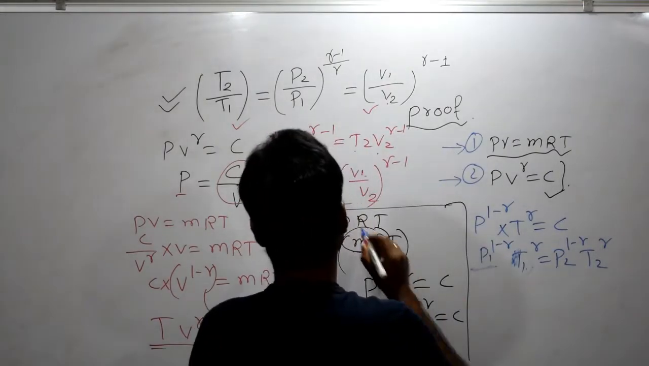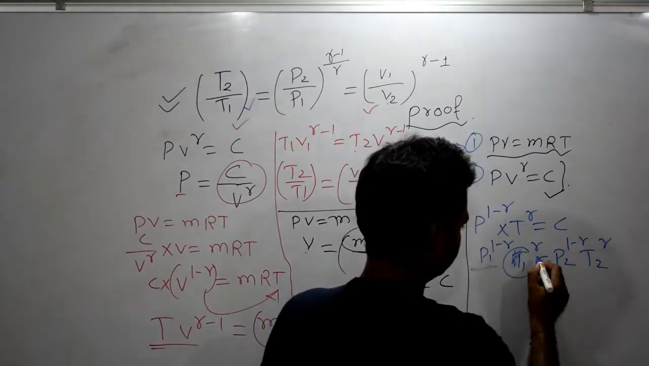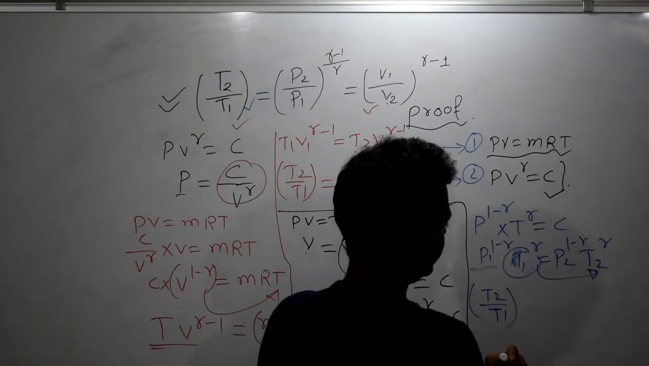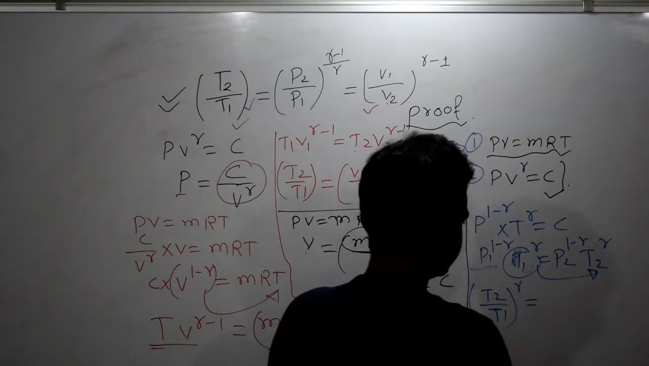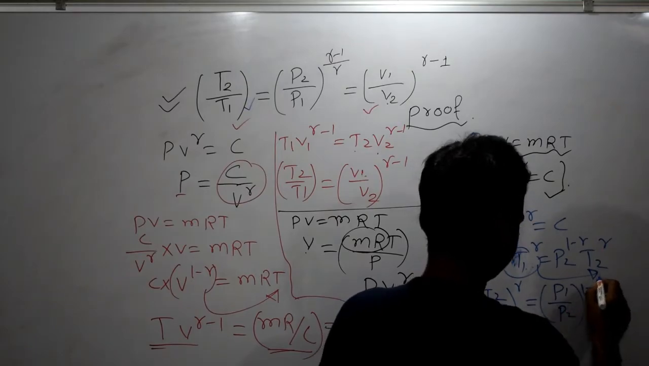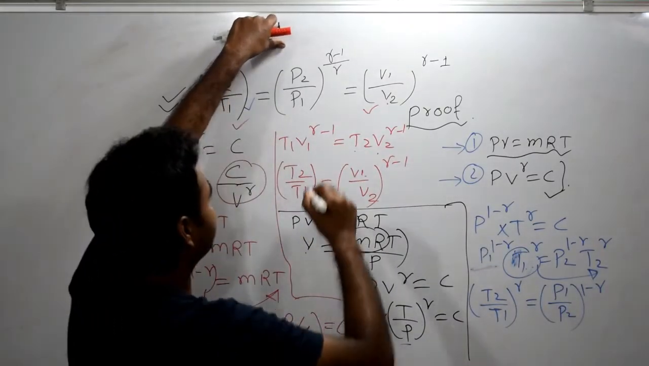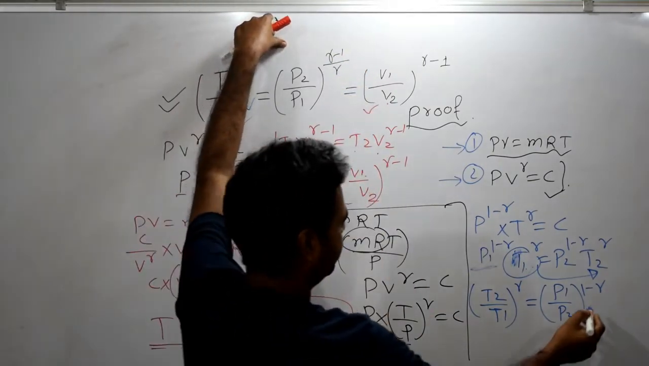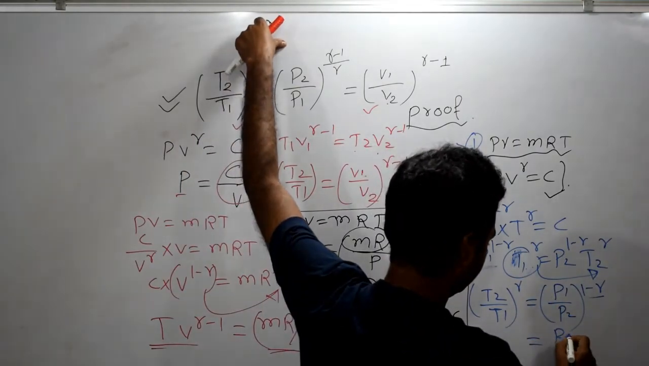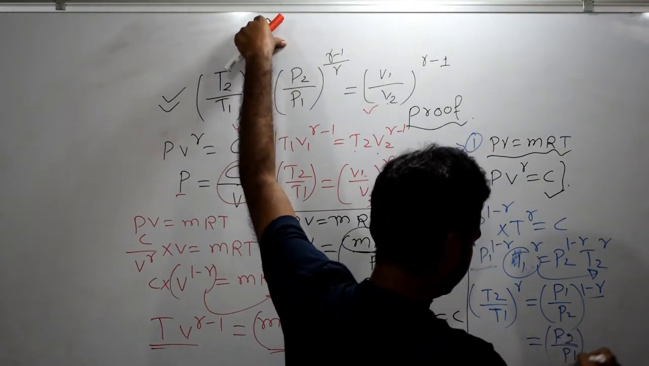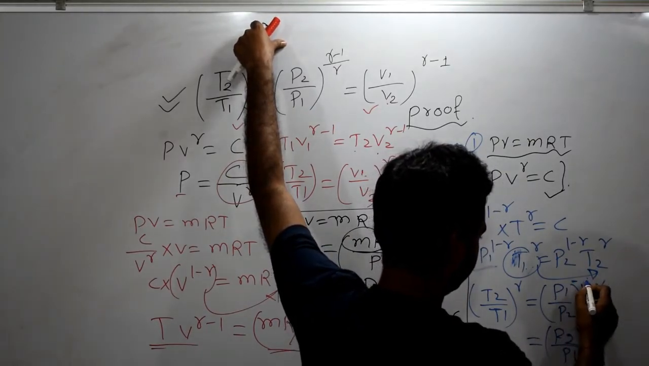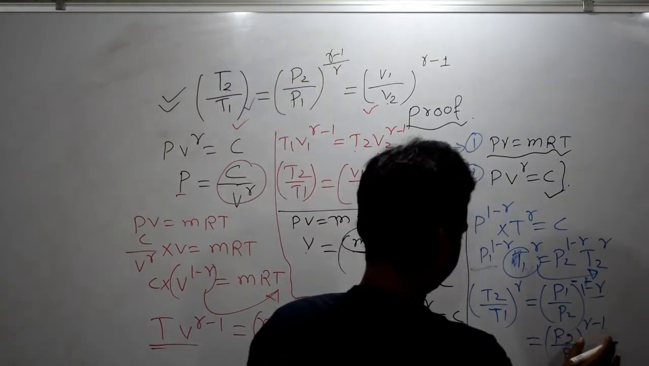We have to match with this one, so we send this term to this side. So (T2 / T1)^gamma is equal to (P1 / P2)^(1 - gamma). Now as you can see here, it is written gamma minus 1, but we are getting 1 minus gamma. So we can interchange this: P2 / P1, which means we are changing it, so the sign of the exponent will change. That means here minus and here it will become plus. So we got this term.